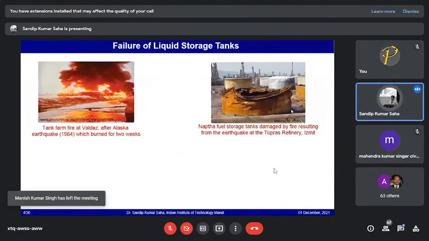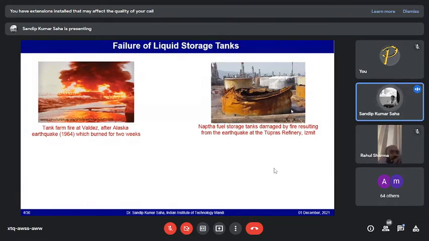Of the particular structures, but it also can lead to several disastrous consequences. For example, if liquid storage tanks in an oil refinery get damaged during an earthquake, there is a high possibility of fire incidents and those things, which may cause severe post-earthquake disasters.